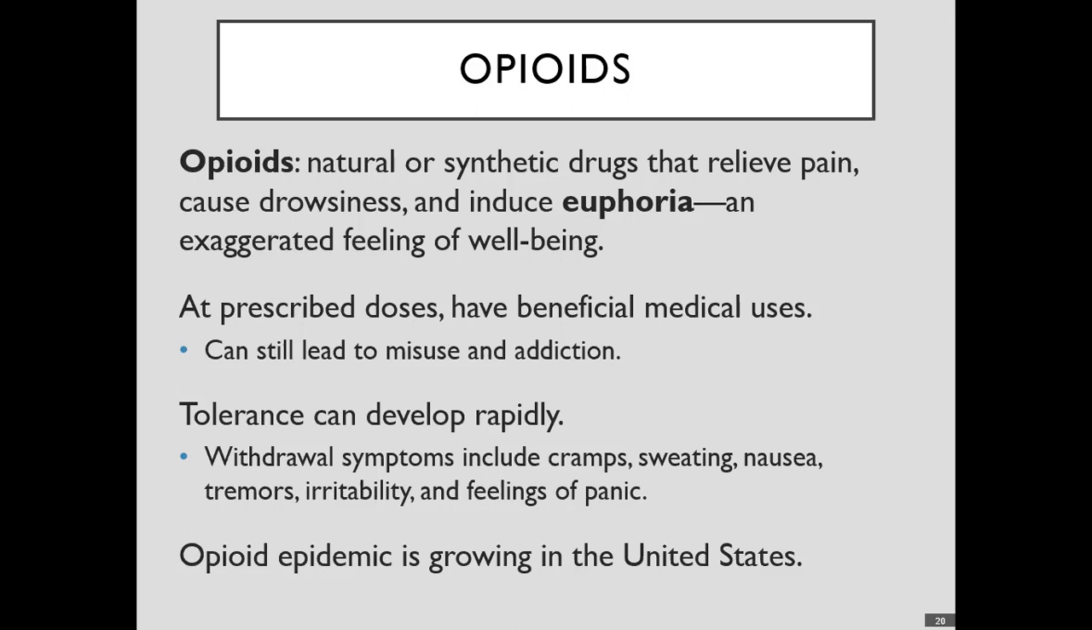So opioids are narcotics, natural or synthetic drugs. They're designed to relieve pain. They cause drowsiness and induce euphoria. In small doses, opioids have beneficial medical uses, including pain relief and cough suppression. Examples include opium, morphine, heroin, methadone, codeine, hydrocodone, oxycodone, and fentanyl.